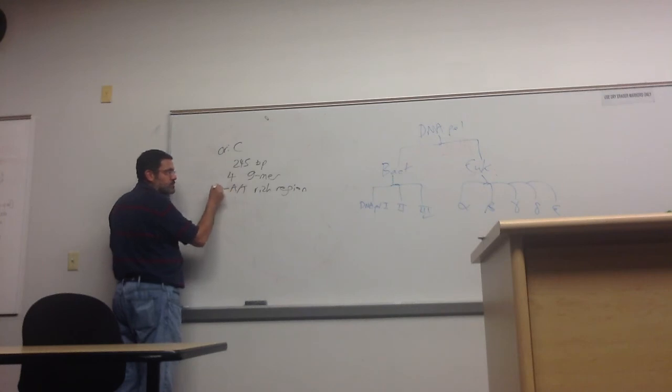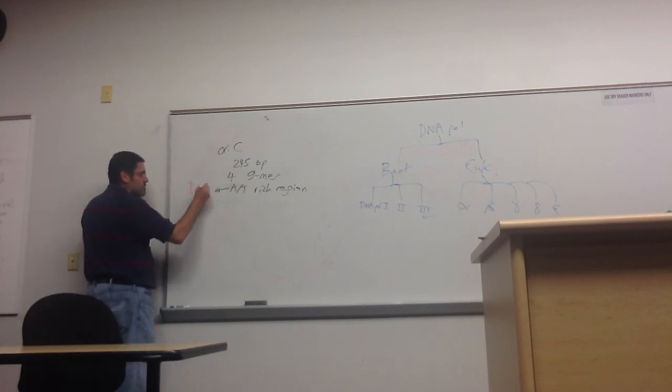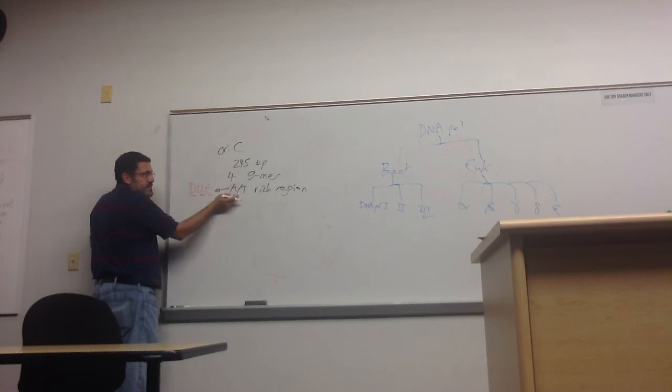And this is called what? It has a special name. Right, DUE. It's called DUE, DNA unwinding element, which makes sense. That's the AT-rich region. So what happens?